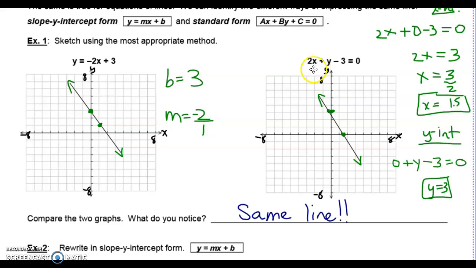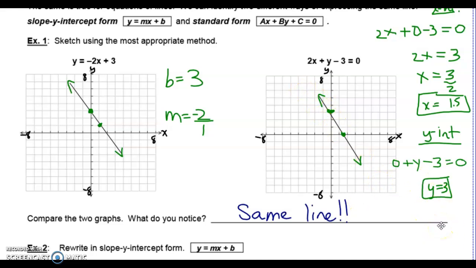Repeat this process for my y-intercept. This time I'm plugging in 0 for x. So 2 times 0, all of this becomes 0, plus y minus 3 equals 0. I take that negative 3, move it to the other side, and I have y equals 3. On my y-axis, move up to 3, mark it with a dot, and then connect with a straight line.